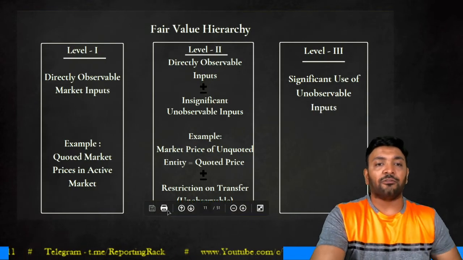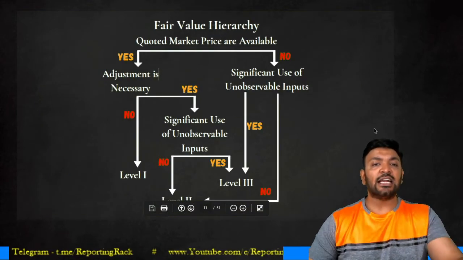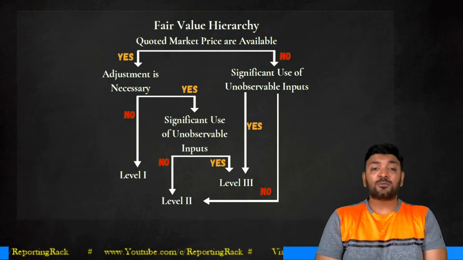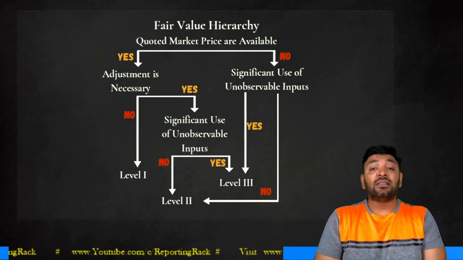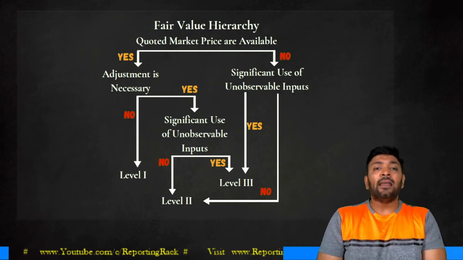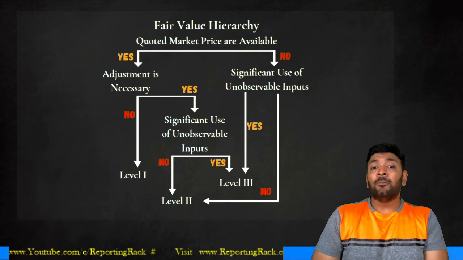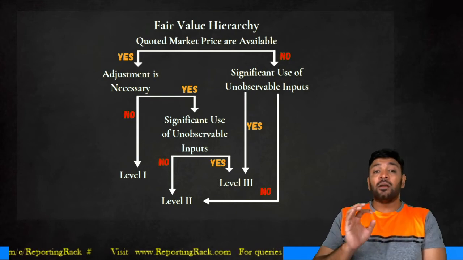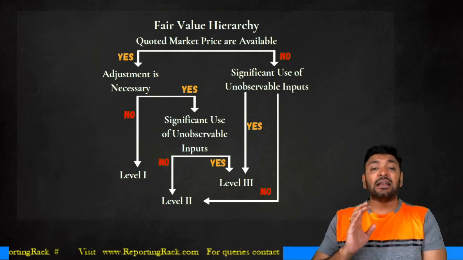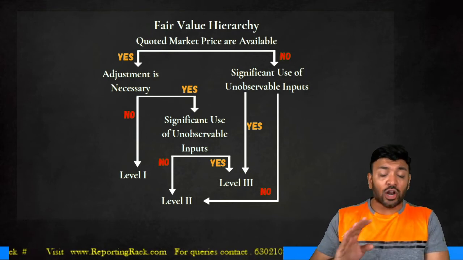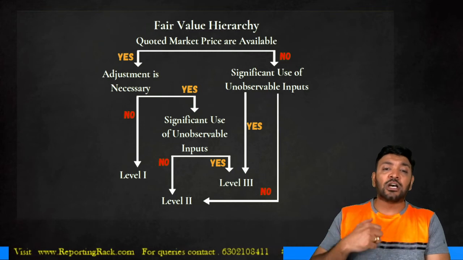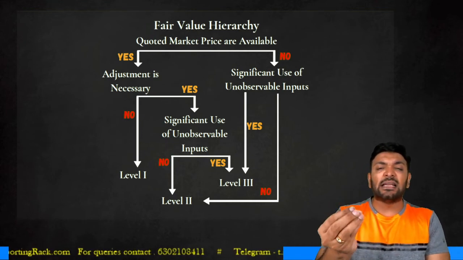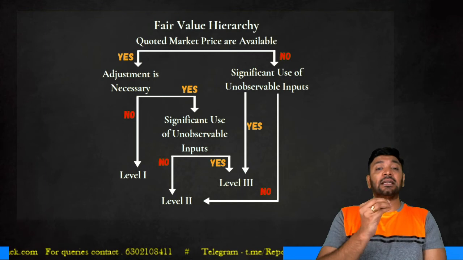The same thing is given to you in the form of a certain sheet. Just check. Quoted market price is available. Yes, then are adjustments necessary? If there is no adjustment necessary, then the fair value is a level 1 hierarchy. If adjustment is necessary, but I have not used significant unobservable inputs, then it is level 2. But if I have significantly used unobservable inputs, then it is level 3. Quoted market price is not available, but I have significantly used unobservable input: level 3. Quoted market price is not available, but my use of unobservable inputs is very insignificant, very little, then in such cases, it is level 2.